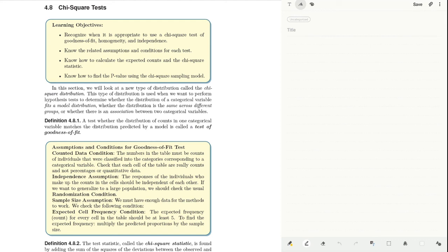Then we have the usual independence and sample size assumptions. We check the independence by the randomization condition, and we can check the sample size assumption by the expected cell frequency condition, which says that the expected counts for every cell in the table must be at least 5. To obtain the expected counts for a goodness of fit test, we take the predicted proportions by the model and then multiply them by the sample size.